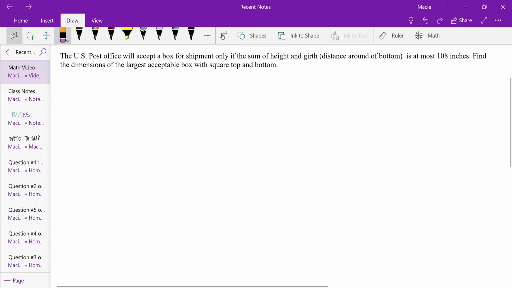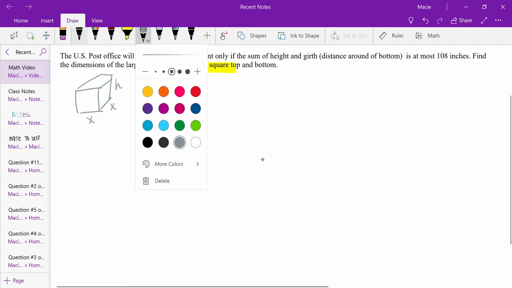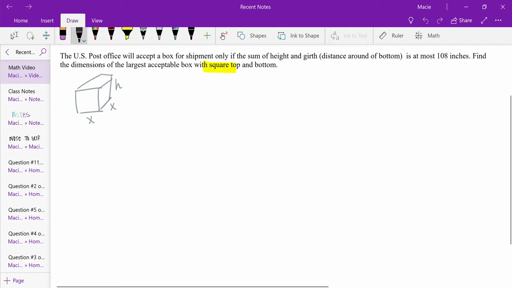So first I'm going to draw a diagram of the box, and it will look like this. It's just a square box, and it'll have a height of h and bottom dimensions of x and x, because it does say that it's a square box. So the length and width would be the same, and we can just label them as x.